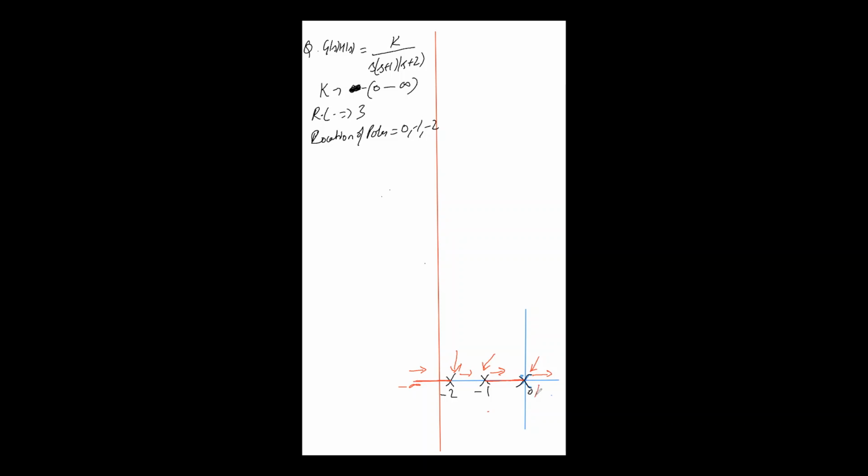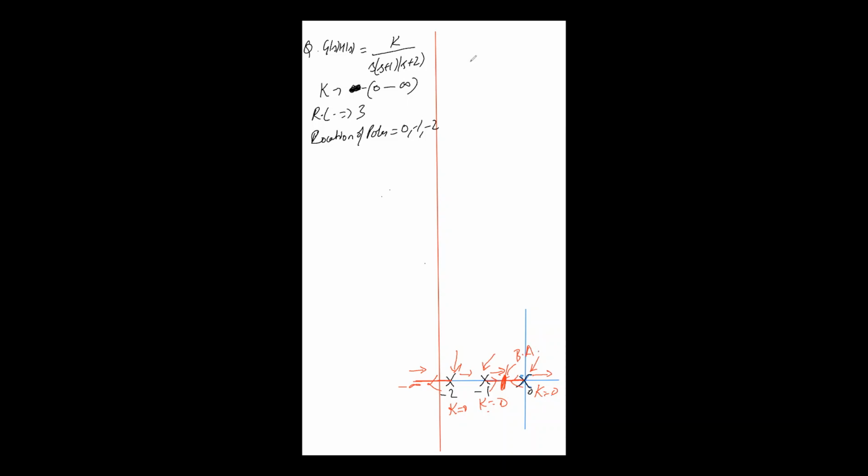So at open loop pole, the value of k is equal to 0, k is equal to 0 here, k is equal to 0 here. So root locus branches will originate from open loop poles. Now you see these two branches are intersecting at some point, so you need to find out this breakaway point.